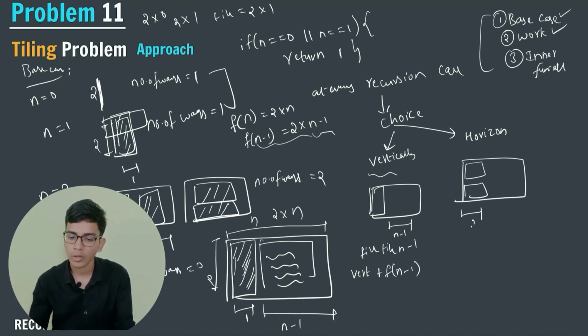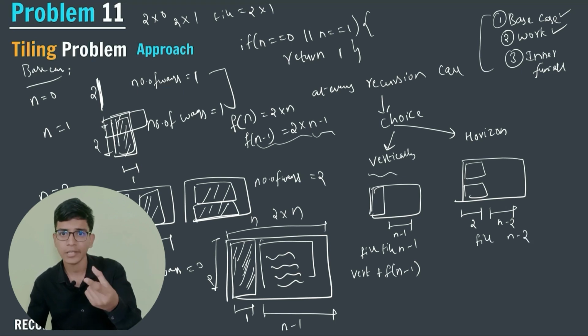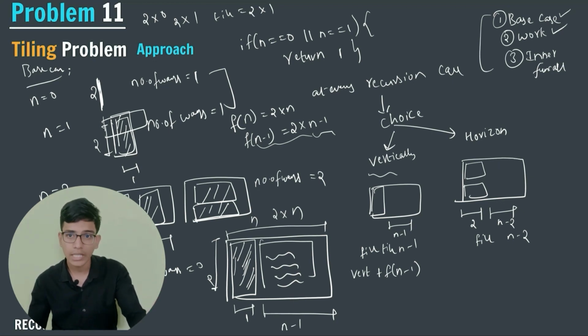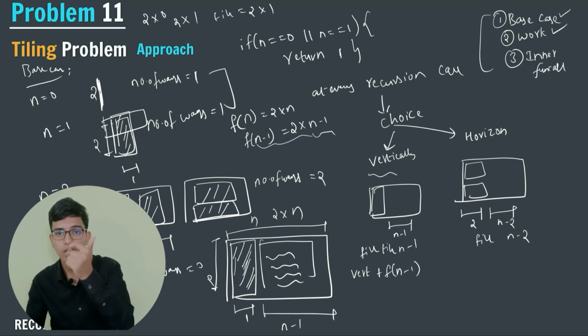So for the horizontal scenario, I am placing my tiles like this. So it will cover two parts, right? The remaining part will be n minus 2. So for this particular case, I need to fill my tiles for n minus 2 area, right? For that n minus 2 area, again I have to make a choice. Either I can place my tiles vertically, or I can place my tiles horizontally, right?